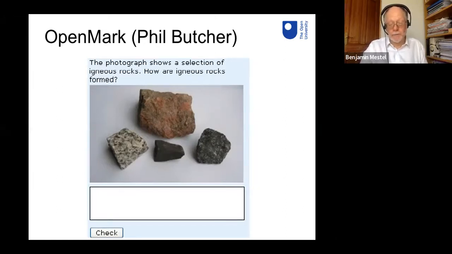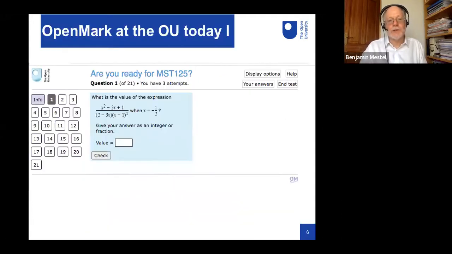OpenMark, which is available, by the way, although it's going to be taken out of commission soon, is still used today. This is an example of what we call an "Are you ready for?" quiz. So we have at the Open University more or less open entry at the undergraduate level. So a lot of our students come and they need to brush up at the very least their mathematics. So many of our modules have these quizzes where students can answer questions to determine whether they're ready in their preparation to take that module.